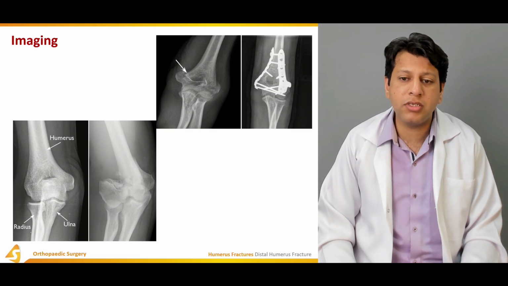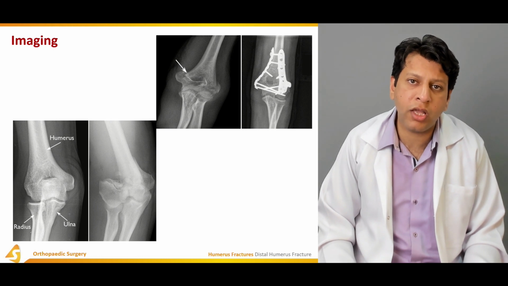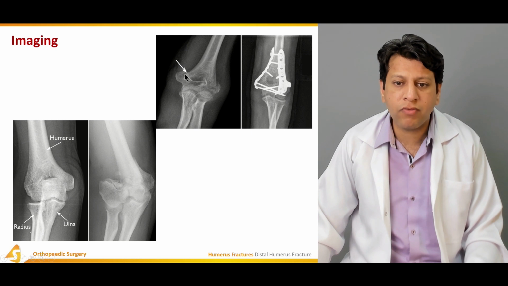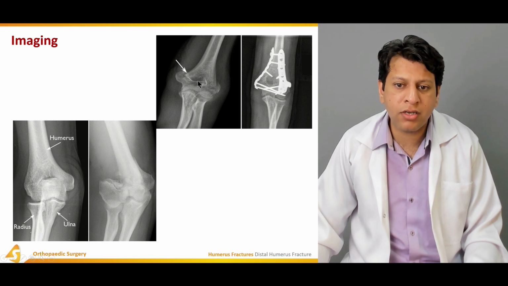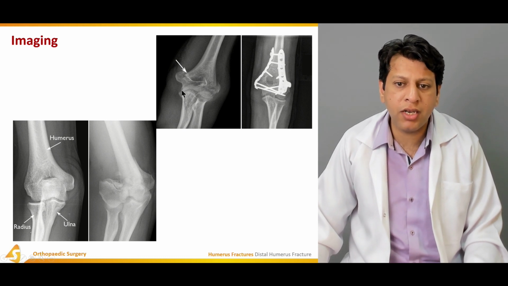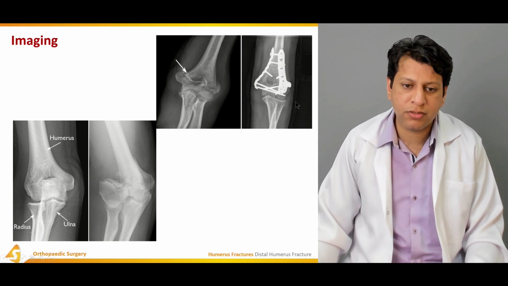Now for the imaging, first you have to get x-rays. First and foremost is the x-ray of the elbow joint, AP and lateral views. If you see over here, this is the fracture line going like this, and probably it's a supracondylar low transverse type of fracture, with another fracture line exiting right over here on the medial side. So it's a medial lambda type fracture. Both columns are involved, therefore just fixed.